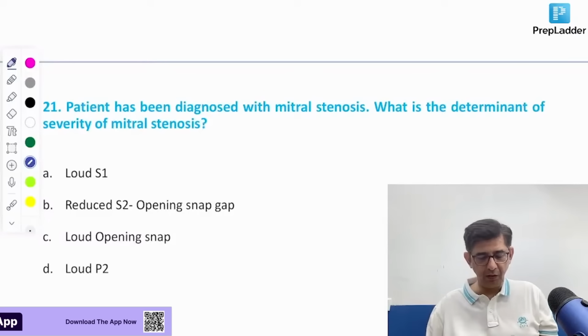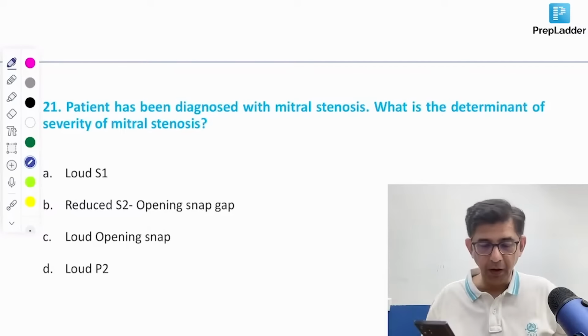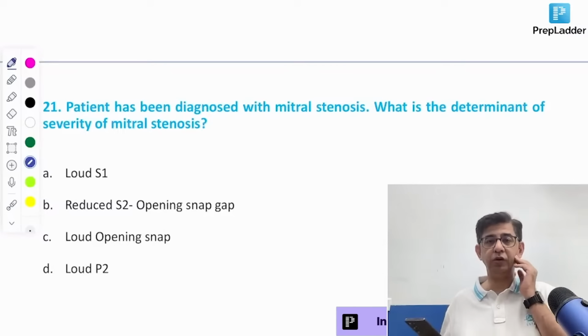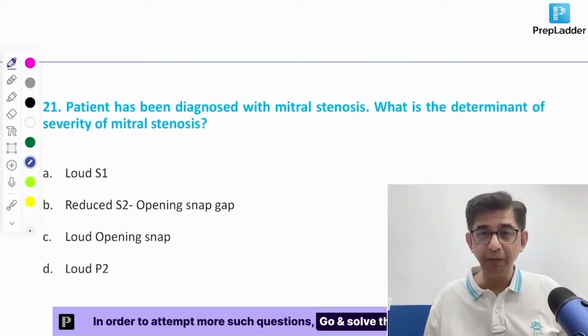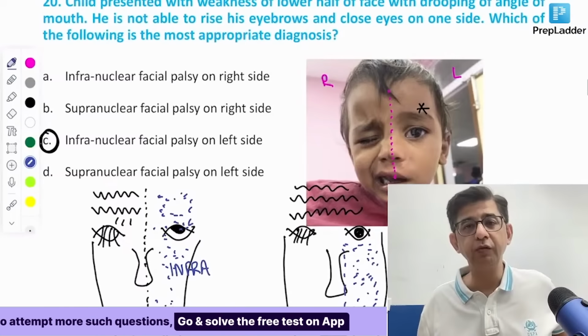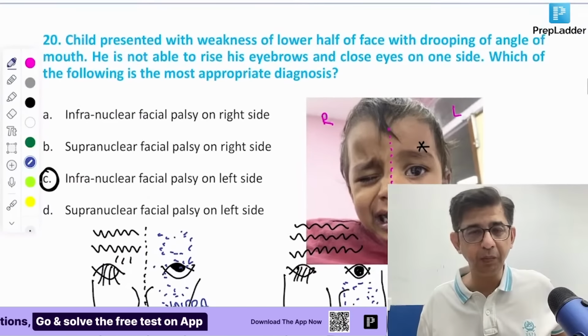Okay, let me just check out your answers there as well. Okay. Patient has been diagnosed with mitral stenosis. What is the determinant of severity of mitral stenosis? This came in last time's paper, this is the FMG exam's question. This came in the FMG paper, not in NEET PG.